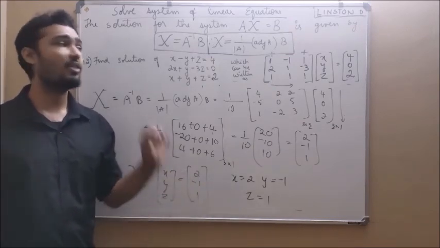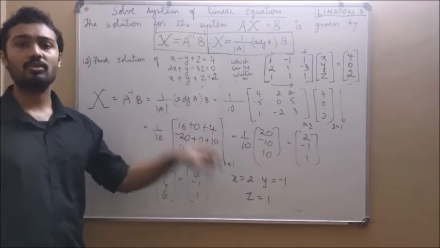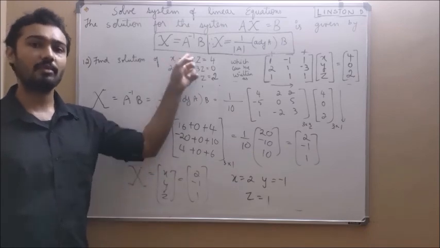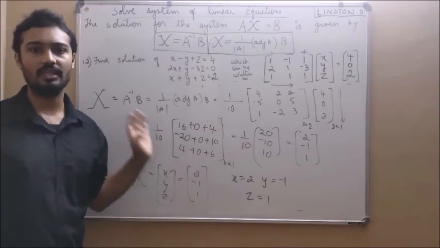This is the answer. This is a very important 5-mark question. For this last step, 1 mark, the formula 1 mark, adjoint of matrix A 2 marks, then for finding the determinant 1 mark. So for the 5-mark question, this is the answer. This is how we find the answer.